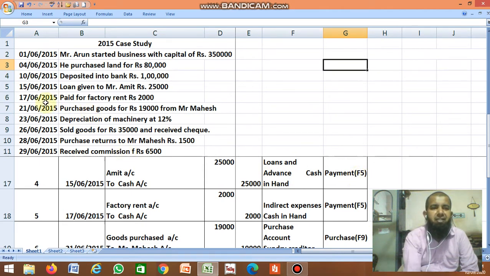Next, on 17/6/2015, paid factory rent rupees 2,000. So here factory rent account is debit, cash account is credit, and factory rent account comes under indirect expenses, and cash account comes under cash in hand. He paid the full amount, so the voucher is payment.